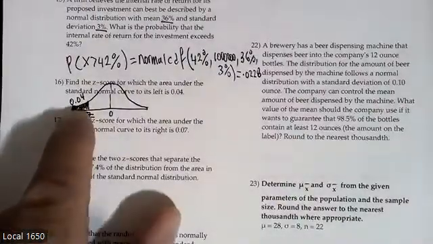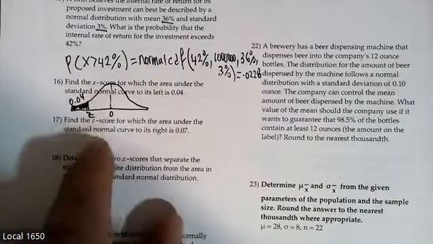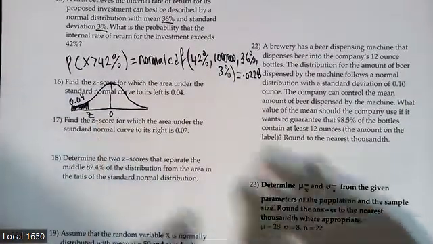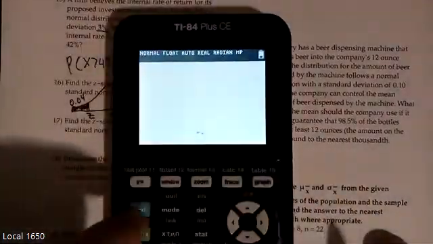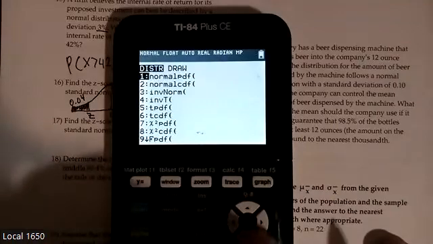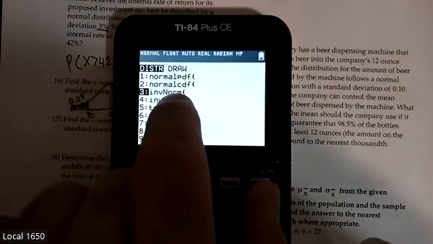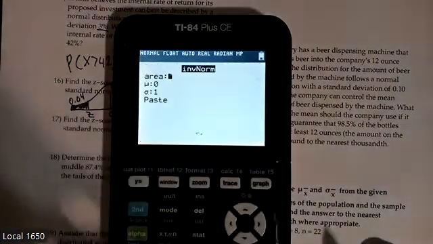Why did I shade to the left, if you ask me? Because he says it's an area to the left of the curve. So the z-score must be a negative number. Okay, here's how you do it on the calculator. Pay attention if you've been using different methods. You go to second, distribution. You see number 3, what does it say? Inverse norm. That's the inverse of this formula.